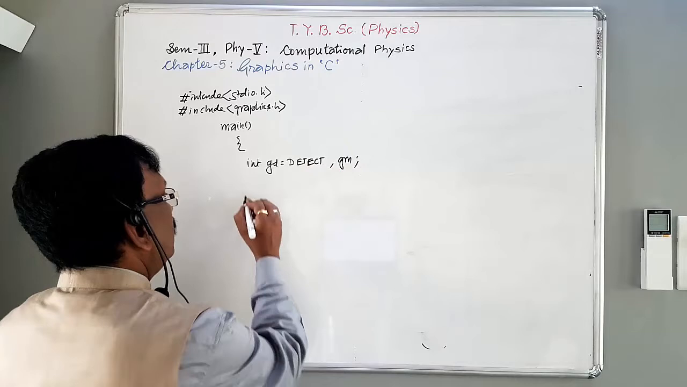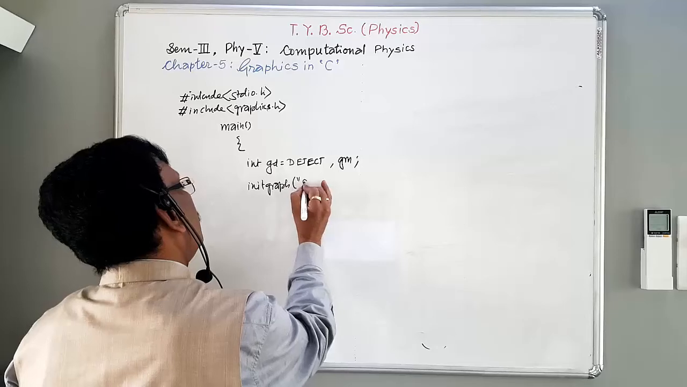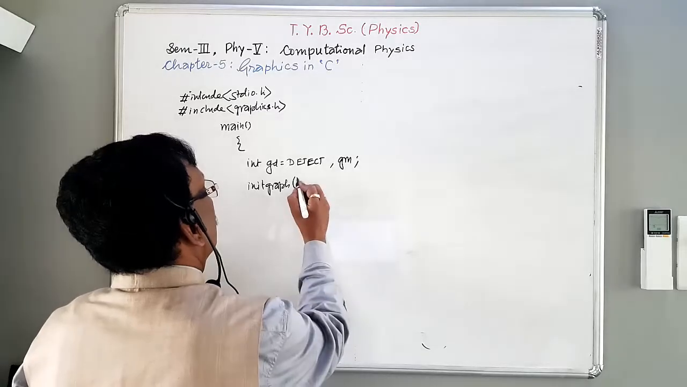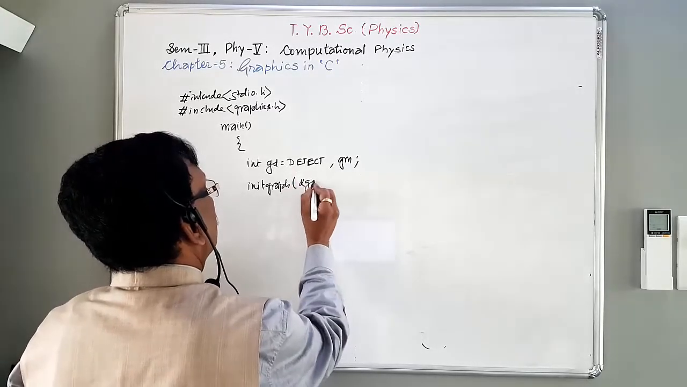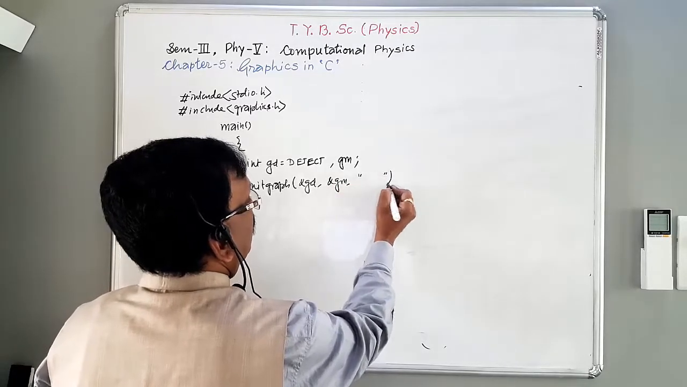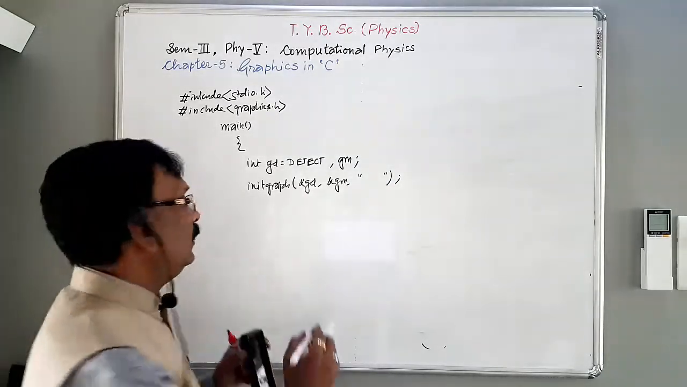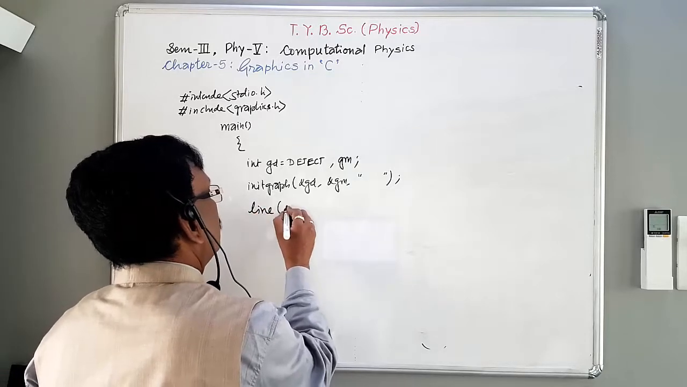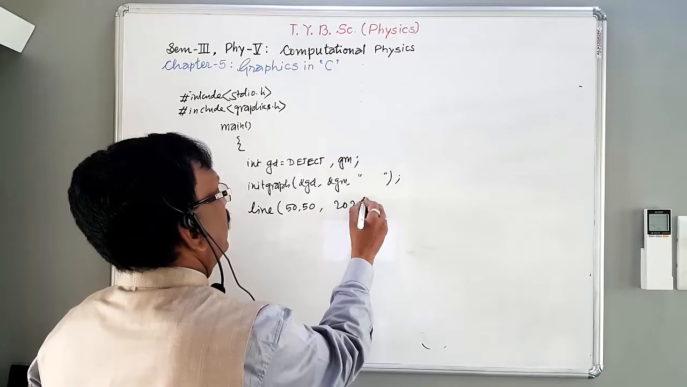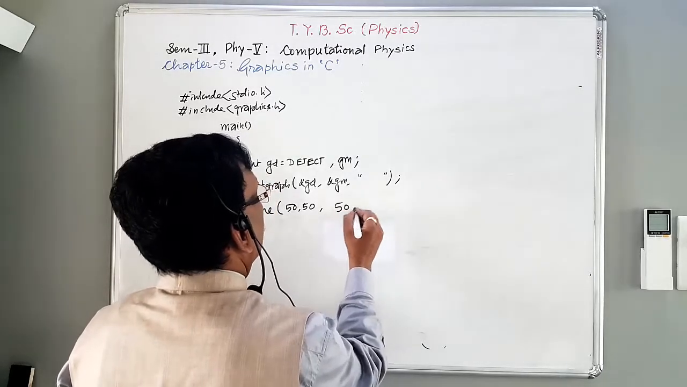Okay. Then initialization of the graphics, initgraph, &gd and &gm, then path, empty path, null path. This is for initialization. Okay. Then line 50, 50, 200, 200, or 50, 100.